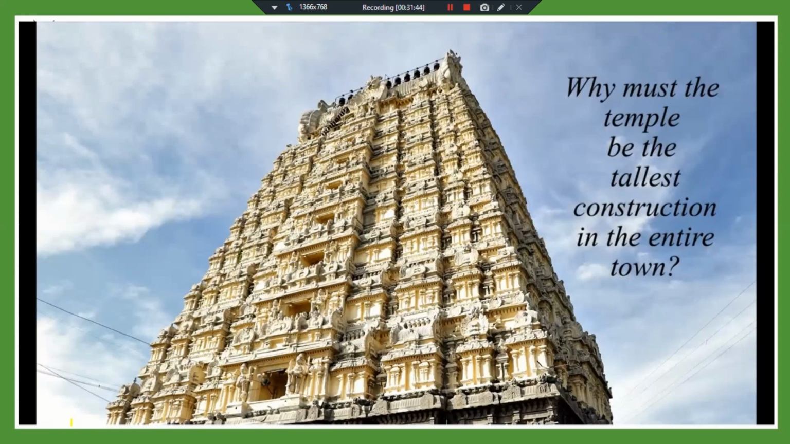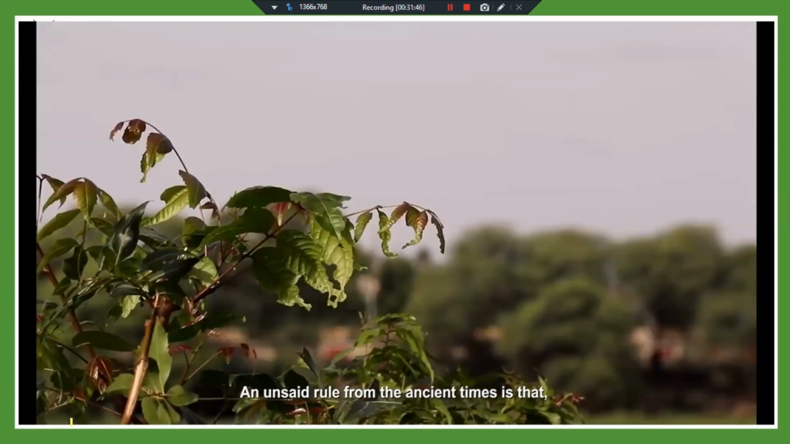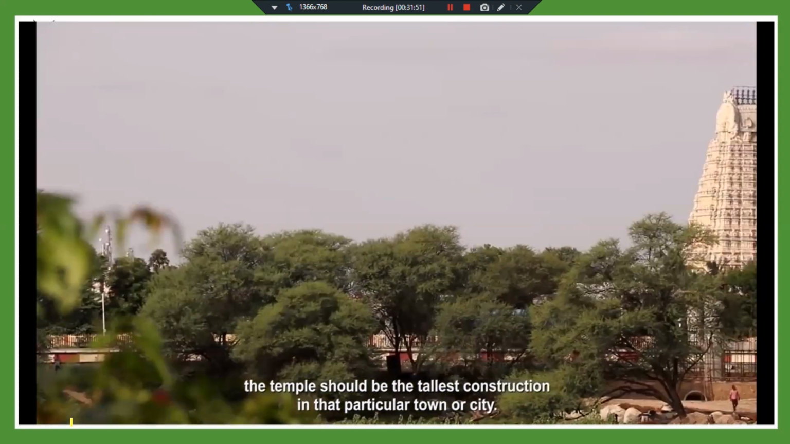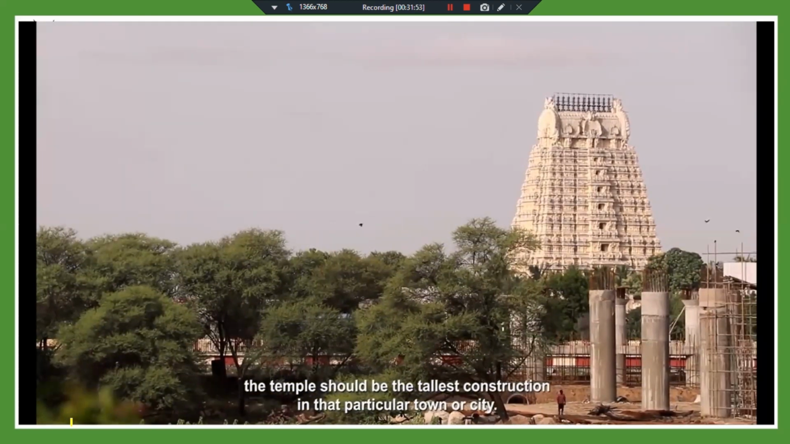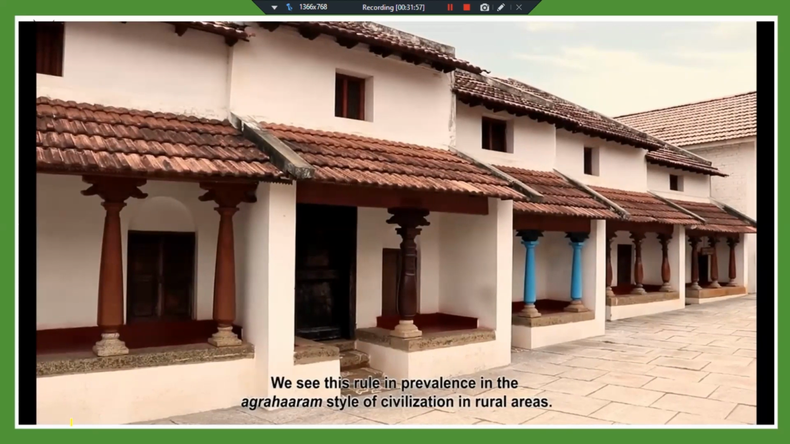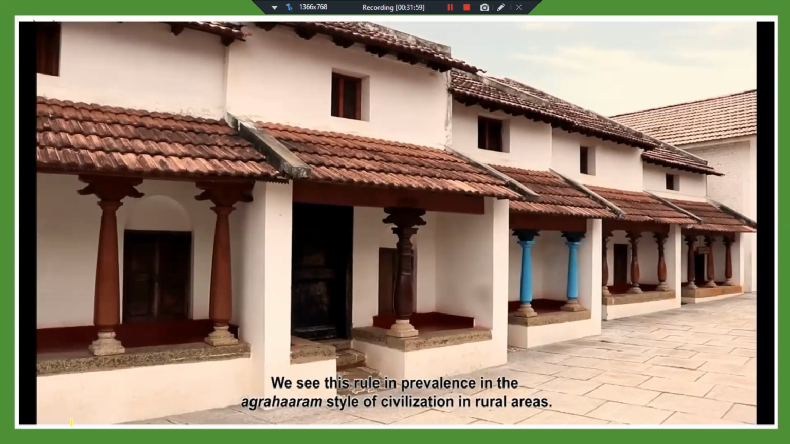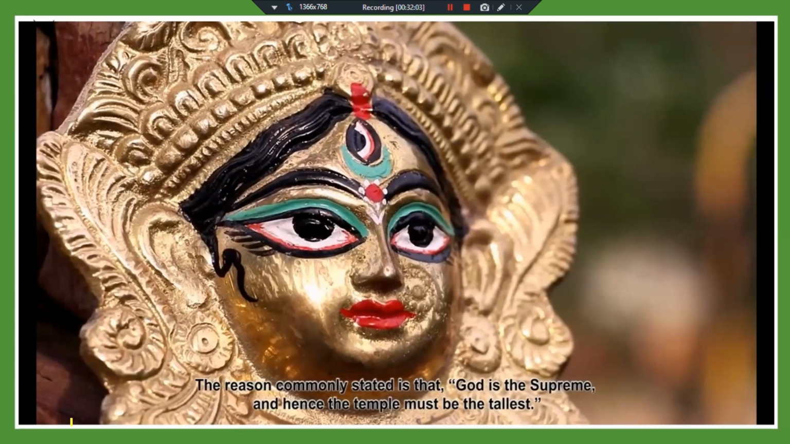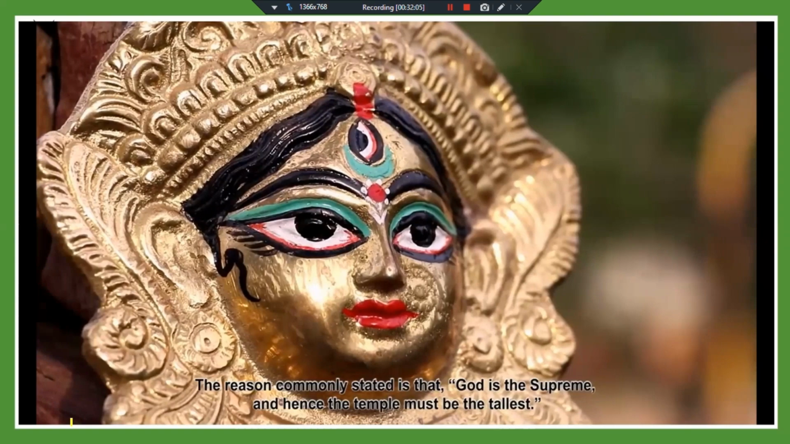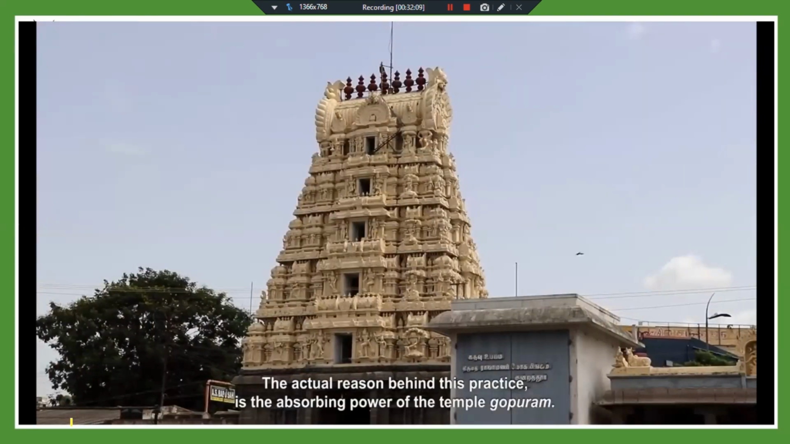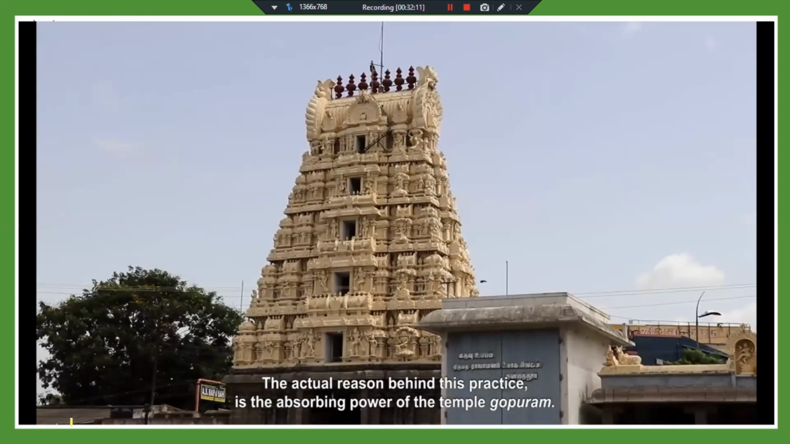An unsaid rule from the ancient times is that the temple should be the tallest construction in that particular town or city. We see this rule in prevalence in the Agraharam style of civilization in the rural areas. The reason commonly stated is that God is the supreme and hence the temple must be the tallest. Actual reason behind this practice is the absorbing power of the temple gopuram.